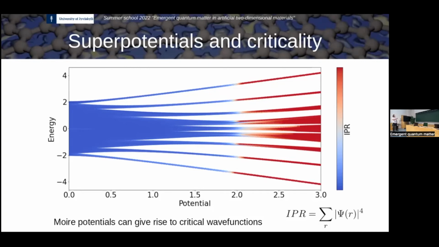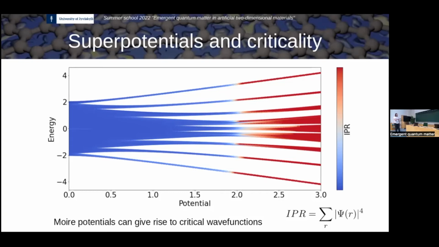And here, the color that I'm using for the states is something called the inverse participation ratio, which is essentially the absolute value of the wave function to the 4th power. Let me emphasize that if you take the absolute value of the wave function to the 2nd power, you essentially get 1 because all the wave functions are normalized, all have norm 1. If you take the absolute value of the wave function to the 4th power, what you are actually seeing is how much the wave function is spread in space. So if a wave function is localized on a single site, the inverse participation ratio is 1 because 1 to the 4th power is 1.